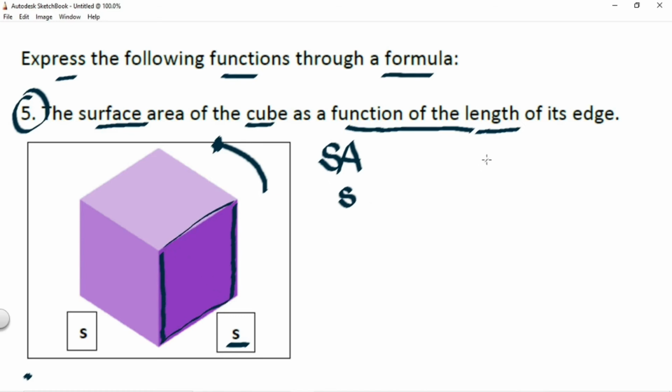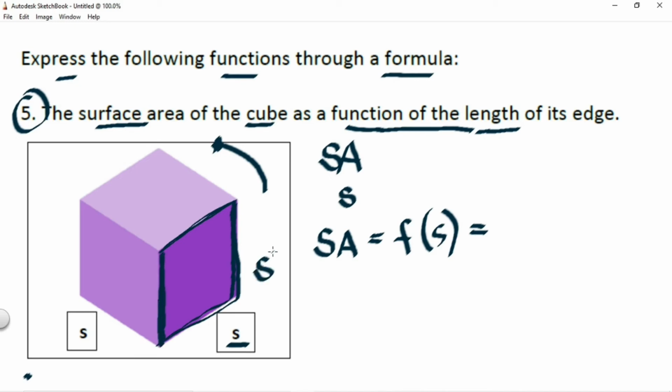Next, let us try to write down the formula. So the surface area is a function of the length of its edge. To start, we already know that the area of this particular face of the cube, which is a square, is s raised to 2. Then, the number of faces this cube has is 6. Therefore, we must multiply this by 6.